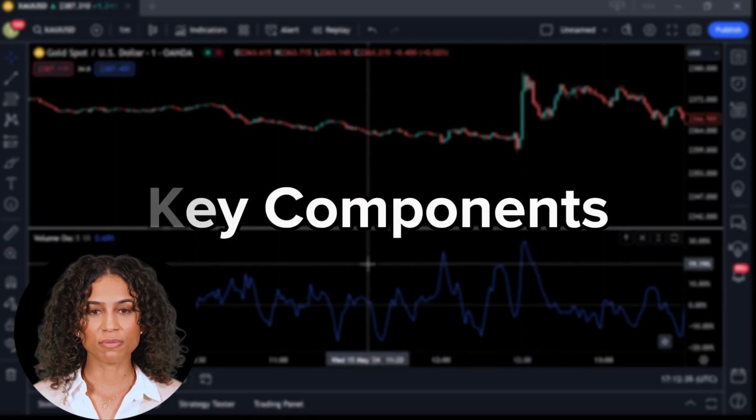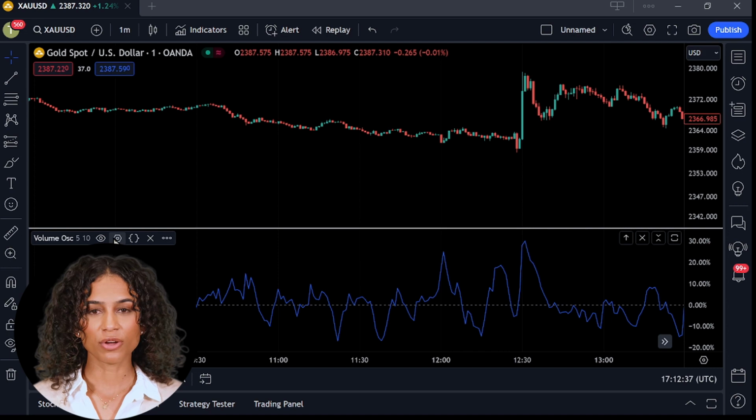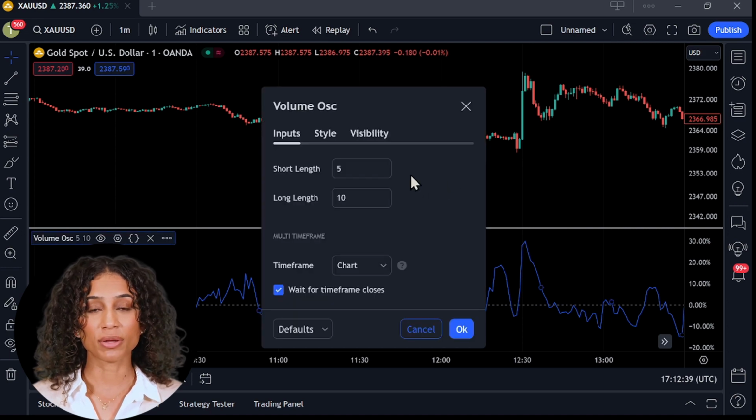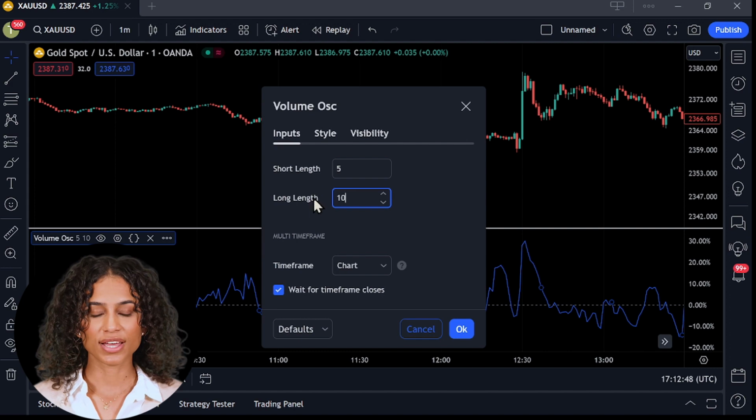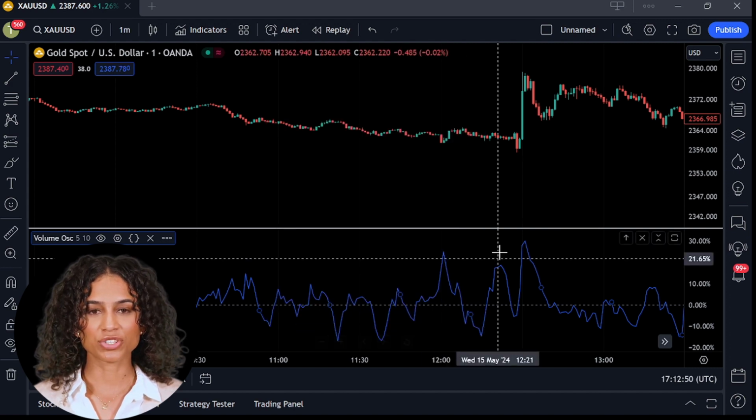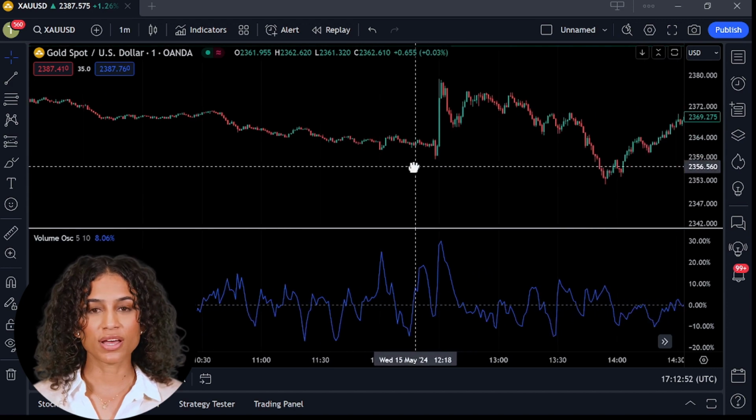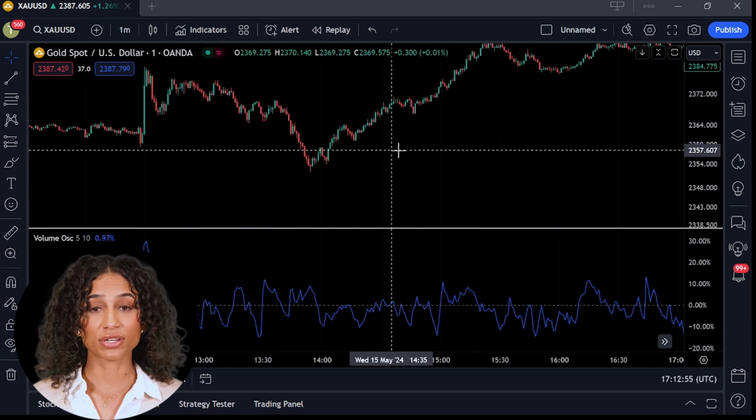Key components of the volume oscillator. The volume oscillator consists of two key components: a short-term moving average, typically over 5 or 10 days, and a long-term moving average, usually over 20 days or more. The difference between these two moving averages forms the volume oscillator value, highlighting discrepancies in trading volume.